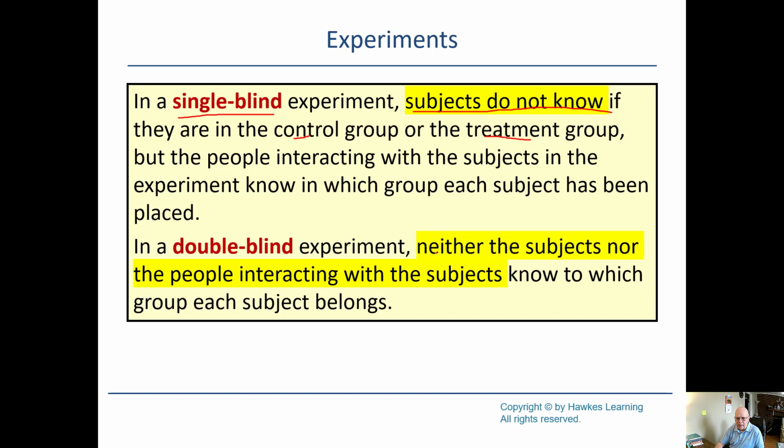In the double blind, the subjects don't know, and the people interacting with the subjects, the nurses, for example, who are handing out the medicine or non-medicine, don't know whether they're giving the pain reliever or the fake pain reliever. Single blind, the subjects don't know. The ones administering the treatments do know. Double blind, the subjects don't know, and the nurses don't know, let's say.